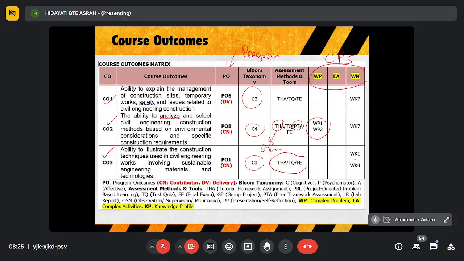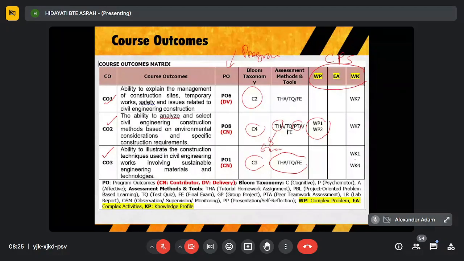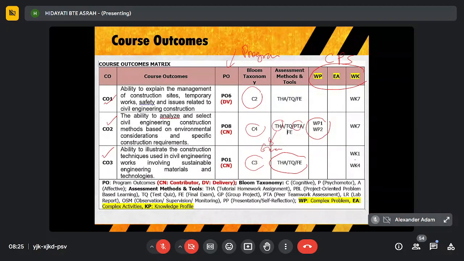C3 is application. For example, you need to know how to sketch the floor, roof, foundation, wall, and so on. That is under CO3, so you must know. Let's say I ask you to draw a sketch of a floor, then you must be able to sketch it. If you're unable, then something is wrong with your understanding in this course. So that is our course outcome number 3.